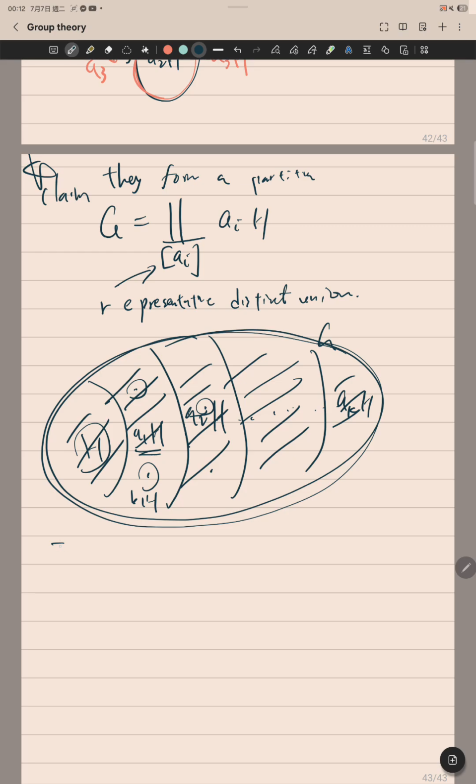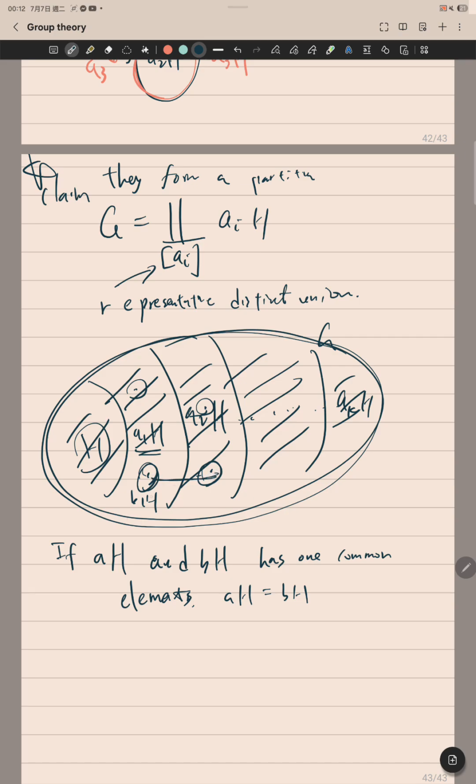We want to say that if aH and bH have one common element, then as a set, aH equals bH. Meaning that if there are two elements that are the same, then these two cosets merge into one coset; they will actually be one coset. So, proof.